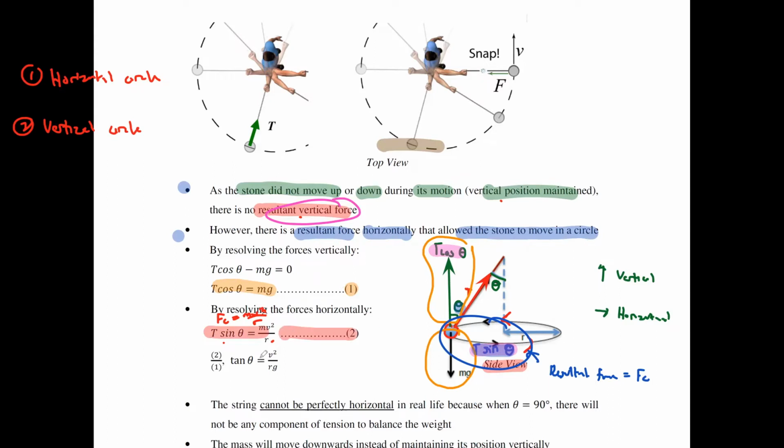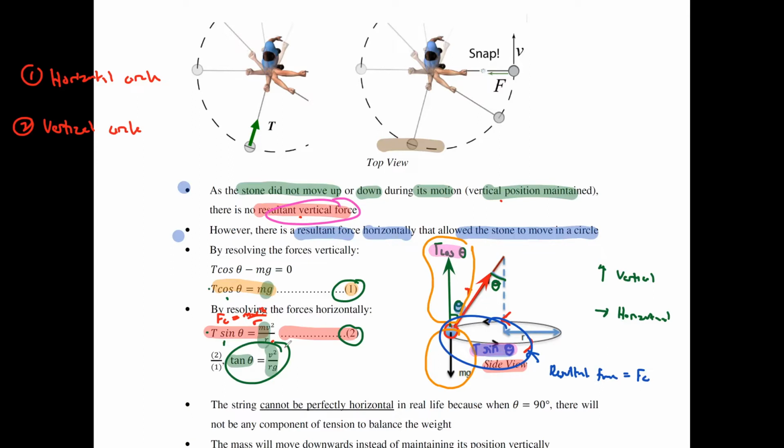Now, you want to simplify these relations that you found out. One of the things you can do is take equation 2 divided by equation 1. The T's will cancel. Sine theta divided by cos theta will give you tangent theta. And then mv squared over r divided by mg will give you v squared over rg. So this one can be used to represent the object moving in a circle right now.